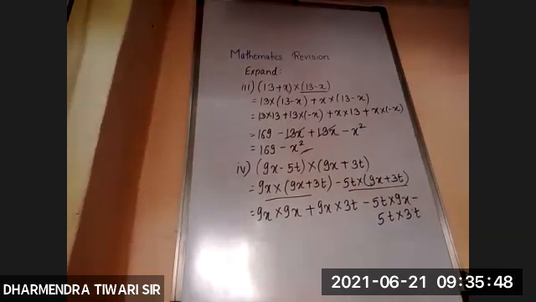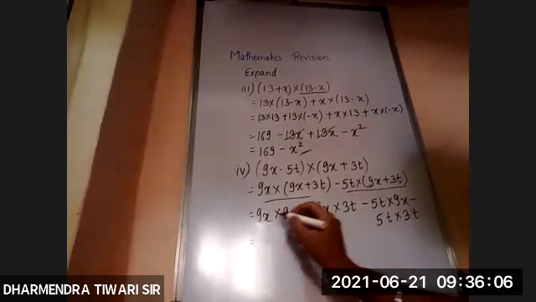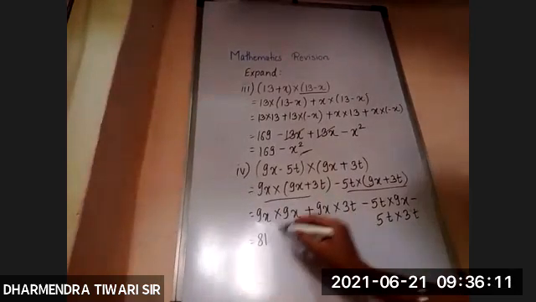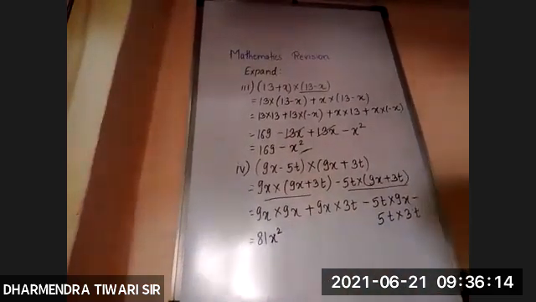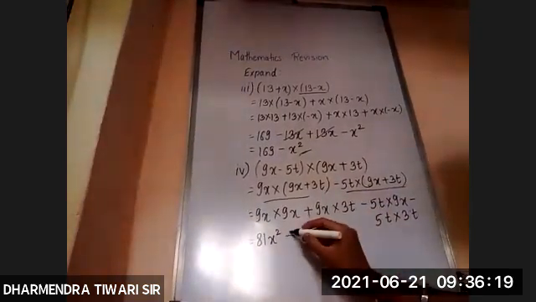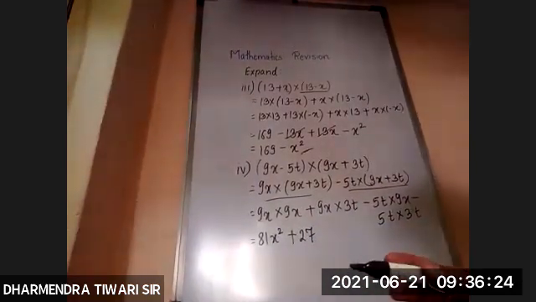So the coefficient part will get multiplied to each other, and if variables are same or different, they will be multiplying to each other. So from the first term, what do we get? 9 into 9, 9 square, which is 81. x into x is x square. Plus 9 threes are 27.